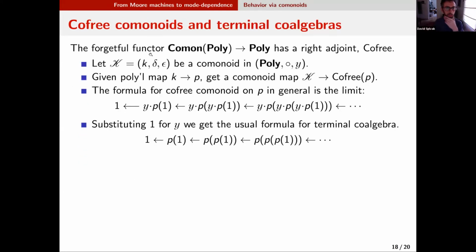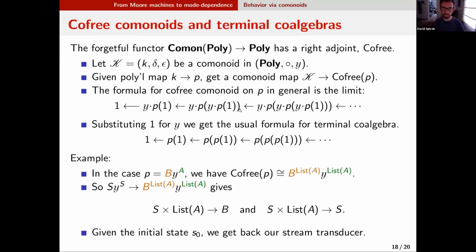So the way this works is that the functor from comonoids in Poly to Poly has a right adjoint. So if you take any comonoid in Poly and look at the underlying polynomial, that operation has a right adjoint called cofree. And basically the formula for it is given by a limit. And that limit generalizes what people might know from coalgebra theory of the terminal coalgebra. So just to give an example of this kind of complicated looking thing up here, in the case where your polynomial p here is by^a, then the cofree on p is b^(list a) y^(list a). So a lens from sy^s to this thing would be a function from s times list a to b and s times list a to s, which would mean for any initial state s0, you'd get a function that takes a list of a's and gives you a b. So a stream of a's or a list of a's would give you back an output, and a list of a's would give you a next state. And that's how we get our stream transducer.